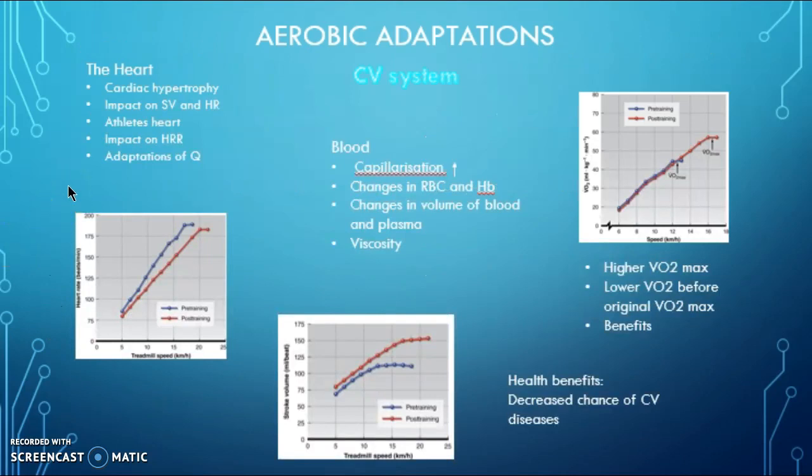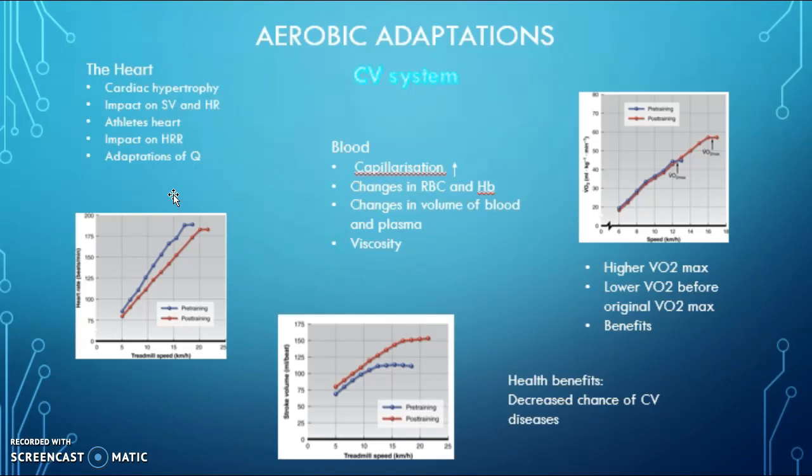Firstly, we're going to be looking at adaptations to the aerobic training. Adaptations for the cardiovascular system would be cardiac hypertrophy, which would increase stroke volume, causing heart rate to decrease. This could lead to athlete's heart, which is where the heart is larger and resting heart rate is lower than normal. For example, in the stroke volume graph, you can see that it is larger after training, which is the opposite to the heart rate, but the same as VO2 max.